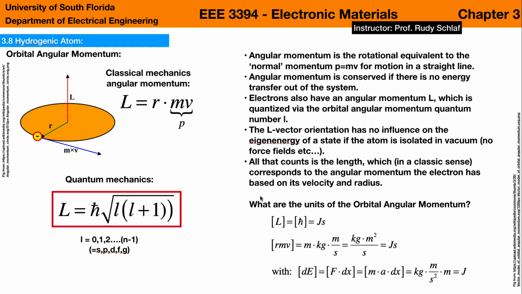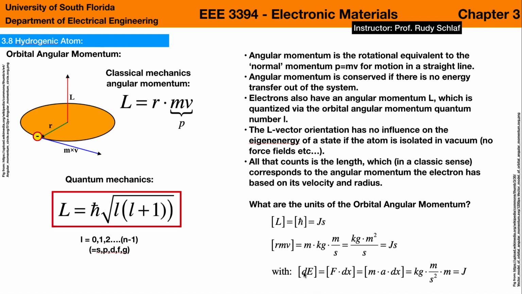In a classical sense, this would correspond to the angular momentum the electron has based on its velocity and its radius. It's interesting to have a quick look at the units of the orbital angular momentum. If you look up the units of Planck's constant, you will find that it is joule seconds. And if we look at the units of the classical case, we find for the radius meters and for the mass kilograms, and the velocity is meters divided by seconds. And so we have kilogram meter squared per second. So how do we get from here to joule seconds?